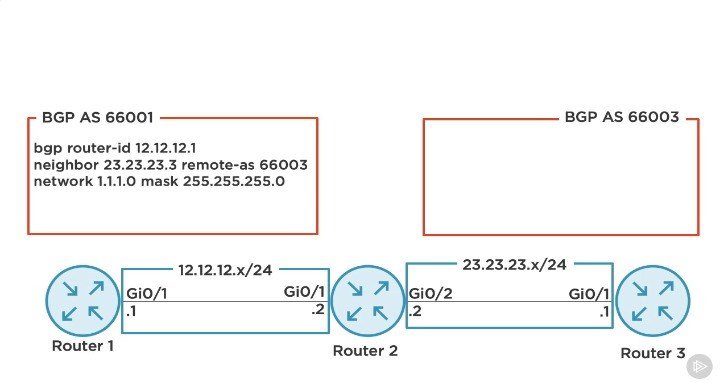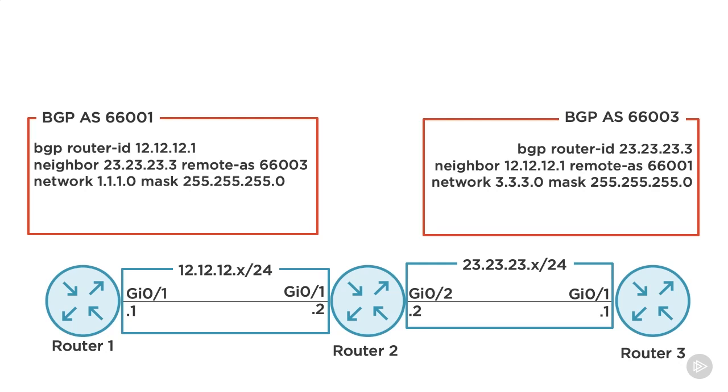Here is a basic BGP configuration for router 1. I manually configured the IP address of 12.12.12.1 to be the router ID. I added a neighbor statement pointing to router 3's IP address of 23.23.23.3 and its AS of 66003. And then finally, I added a network statement of the 1.1.1 network.